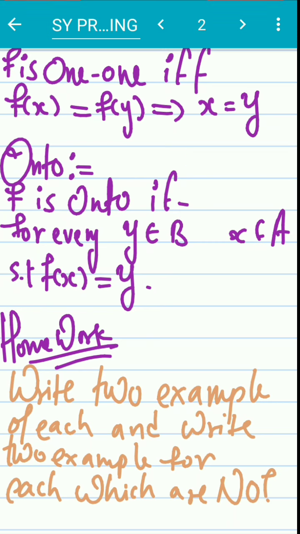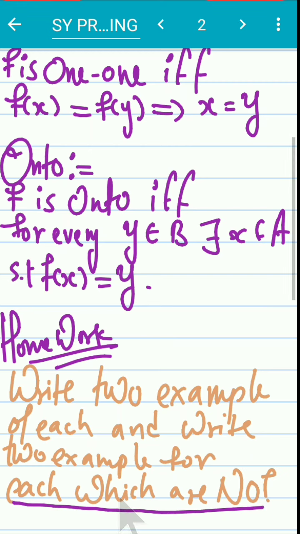Also inside a homework you guys will write 2 examples for each, means 2 examples of well defined, 2 examples of 1-1 map, 2 examples of onto map. So this will help you to understand the idea in a really better way. Also write 2 examples of each which are not. Write 2 examples of a map which are not well defined. Write 2 examples of a map which are not 1-1. Write 2 examples of a map which are not onto. So you have a free degree of freedom.